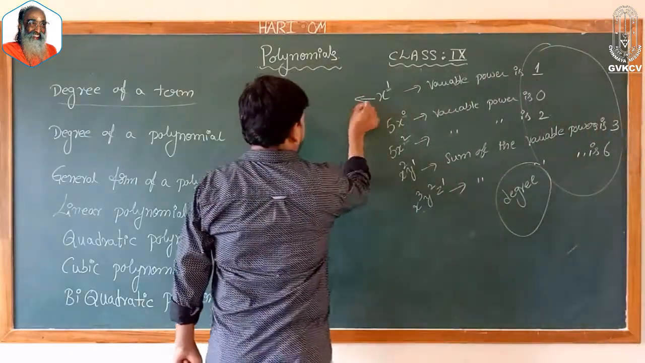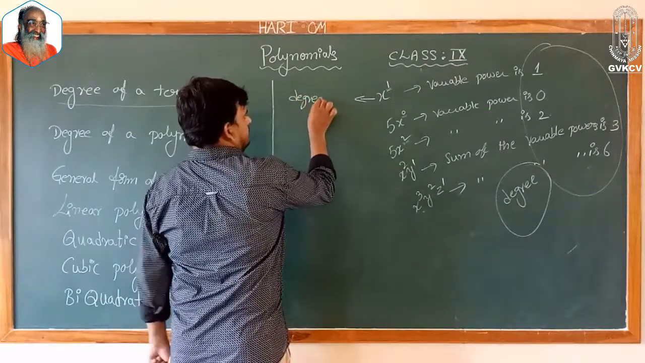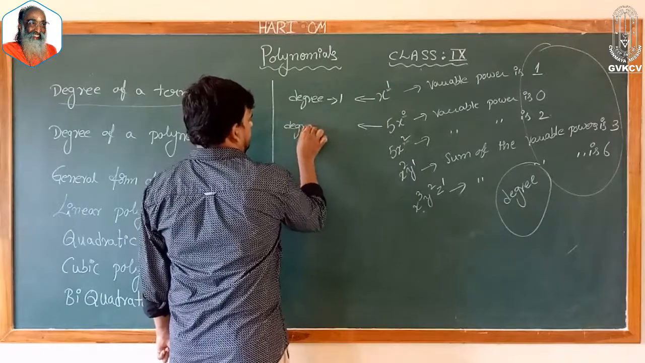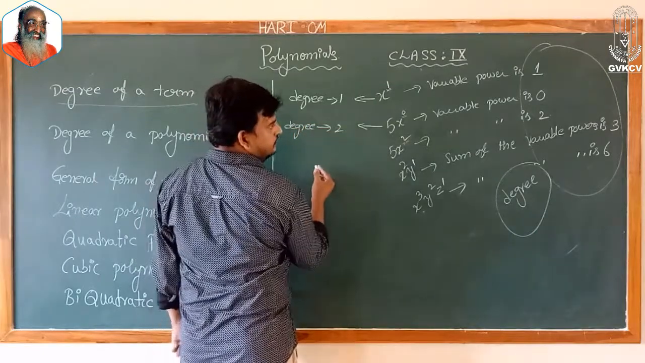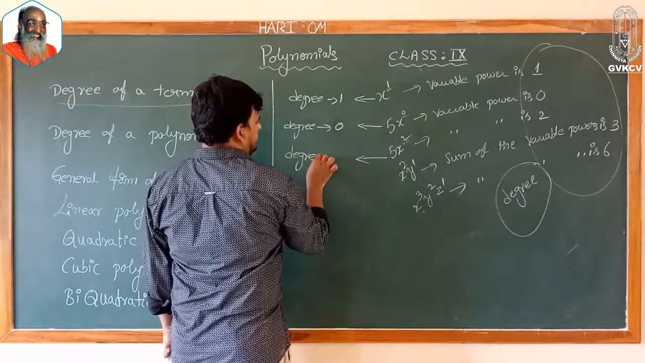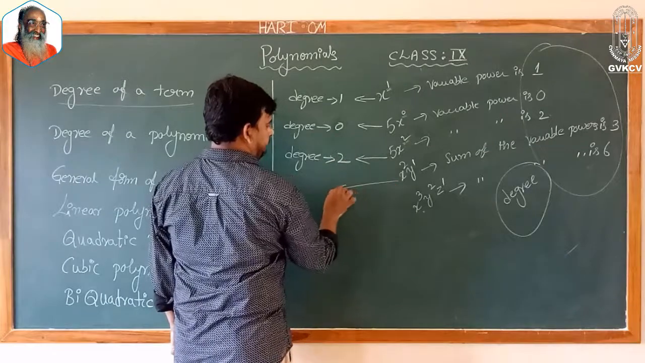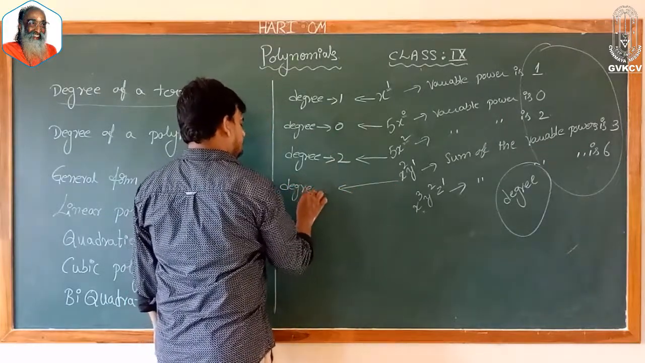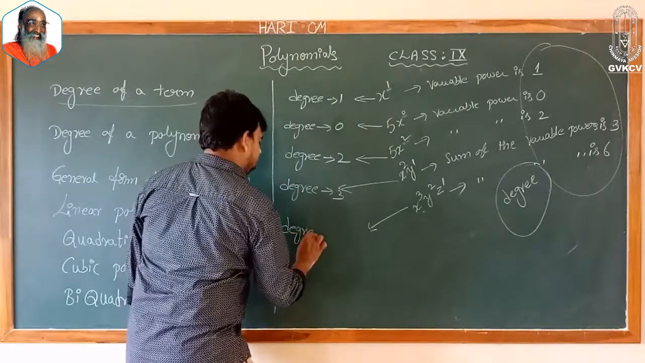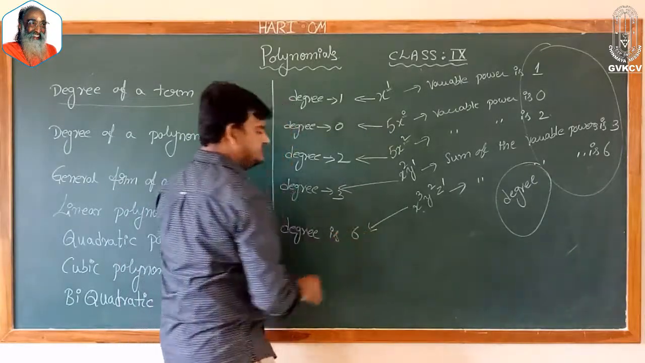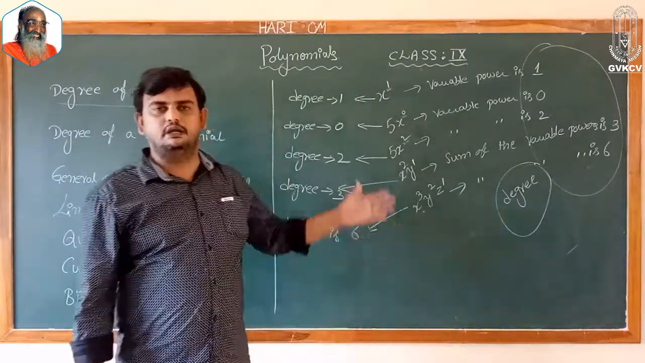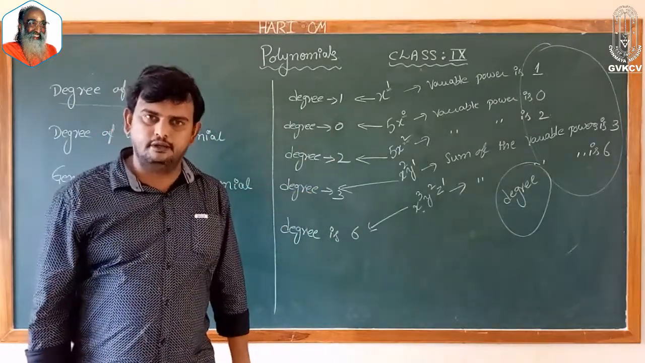So here the degree is equal to 1. Here the degree is 0. Here the degree is 2. Here the degree is 3. Here the degree is 6. So all the variable powers are called the degree of a term.